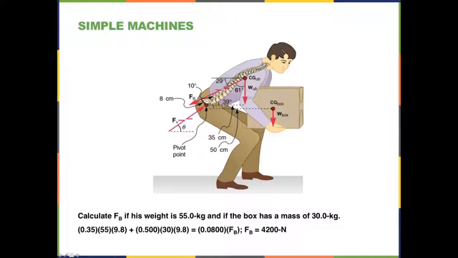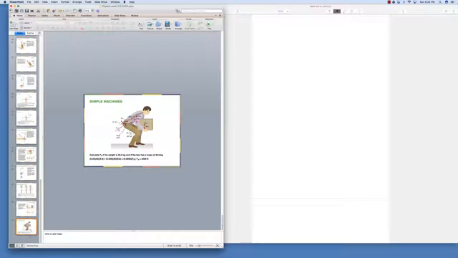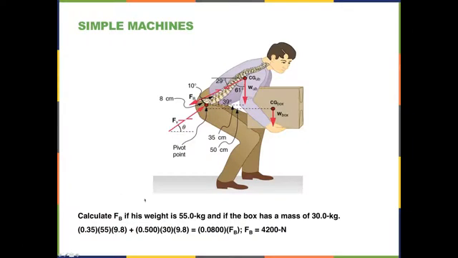So you have 0.35, which is the distance here, times 55, which is his weight, times 9.8, plus 0.5 times 30, which is the weight of the box, times 9.8 equals, and this is the 8 centimeters here, times FB, which is the force that pulls back and lifts the box. And if you do the calculation here, you get 4,200 newtons.